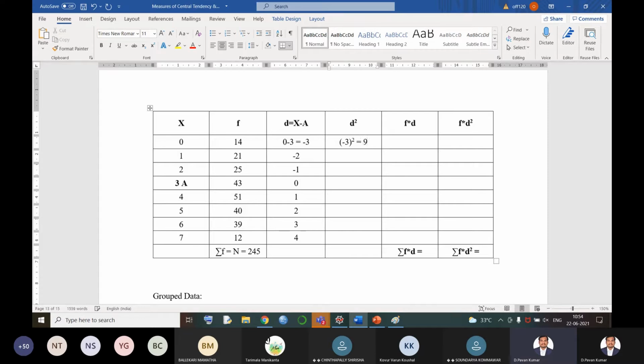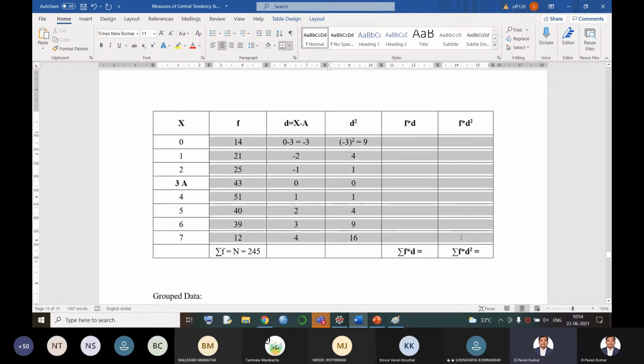Minus 3 whole square is equal to 9. 3 square is 9, 2 square is 4, 1 square is 1, 0 square is 0, again 1, 4, 9, and 4 square is 16. Yes, it is 1, 4, 9 and 16. So now let us multiply f with these two columns, and we get the next two columns.